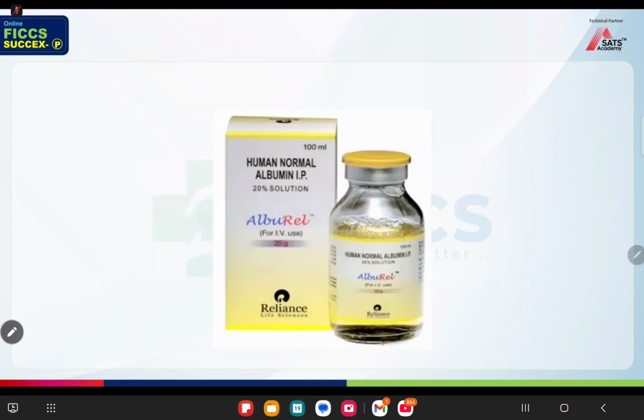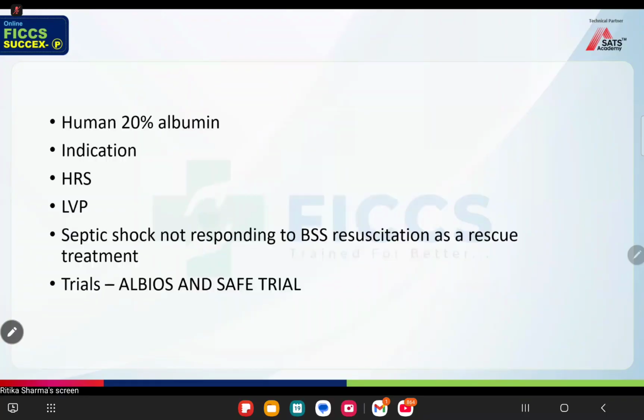So 20% human albumin. Again, indications, almost everything is mentioned: HRS, large volume paracentesis, SBP also, then plasmapheresis, and in case of septic shock also, you can use it for resuscitation once the hypotension is persistent even after adequate resuscitation by balanced salt solution, crystalloid. But obviously, it is not proven beneficial. This is the SAFE and ALBIOS trial. You should know the trials.